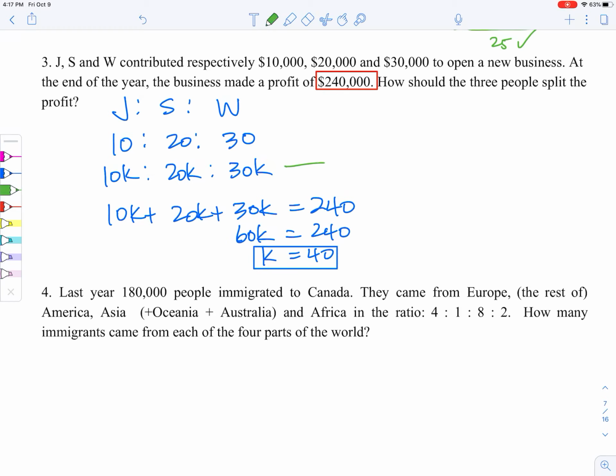And when we use this now to get our actual amounts of dollars, this one was going to be 10K, and then we'll add our 3 zeros at the end. So 10 times 40 is going to be $400,000. That's how much J gets. S gets 20K, or 20 times 40. So that's going to be 800. Oh, I must have one too many zeros. I do.